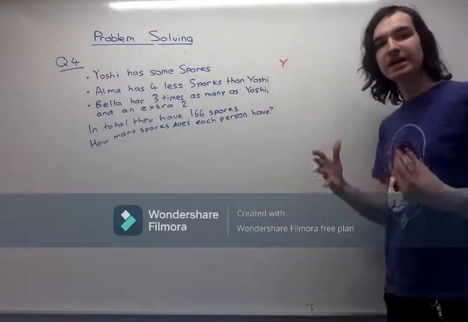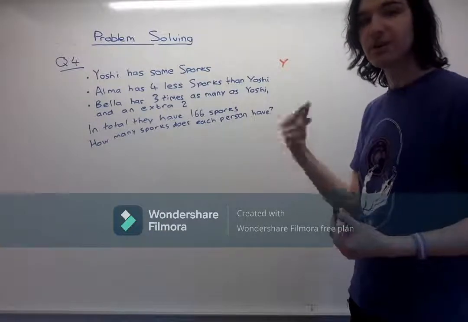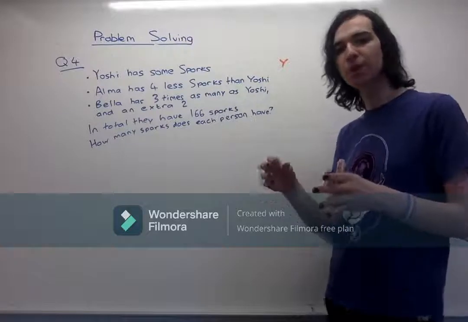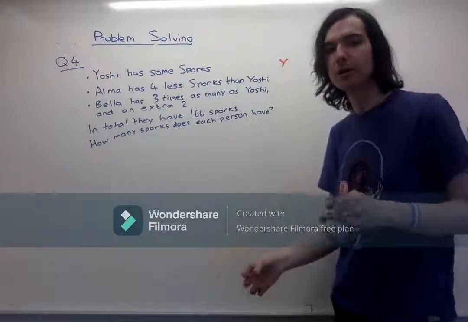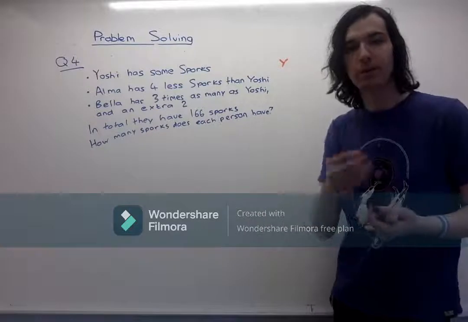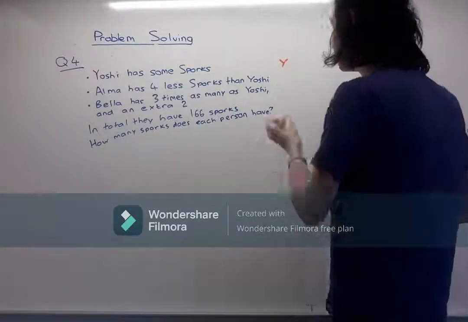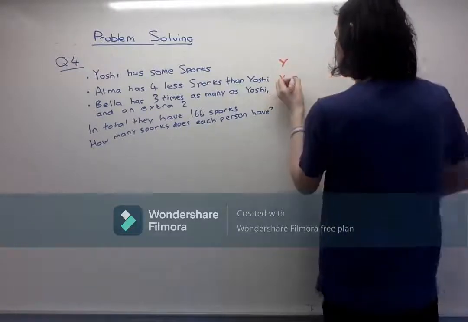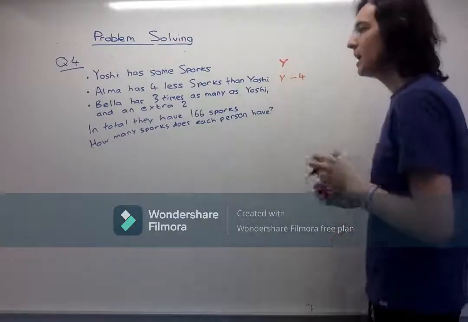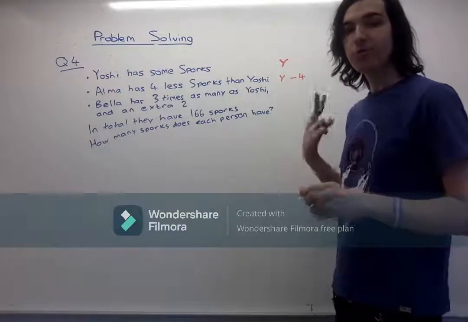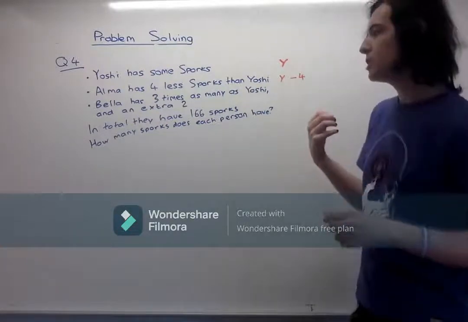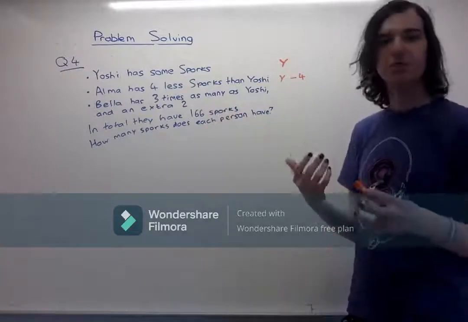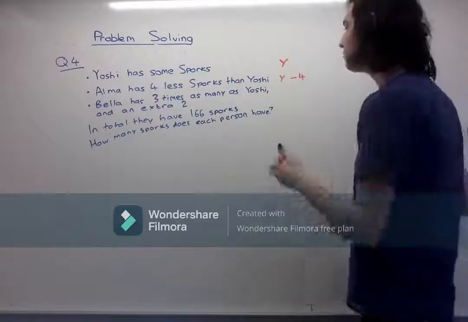Right, Alma has 4 less sporks than Yoshi. So we've got Yoshi's number, but we've taken 4 away. So in that case, it's y minus 4. Be very careful with the vocabulary here. Y minus, oh goodness, that's a plus. We don't want that there. Y minus 4. And now we're told that Bella has 3 times as many as Yoshi and an extra 2. So let's first of all deal with the 3 times part. 3 lots of Yoshi sporks, well that would be 3y.